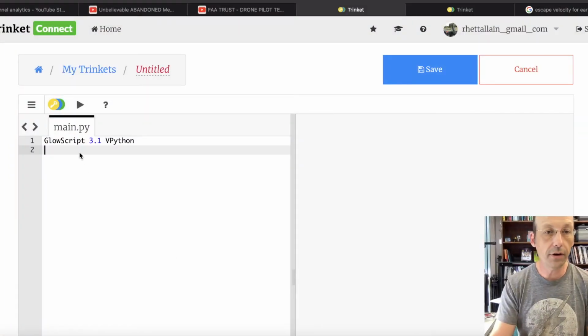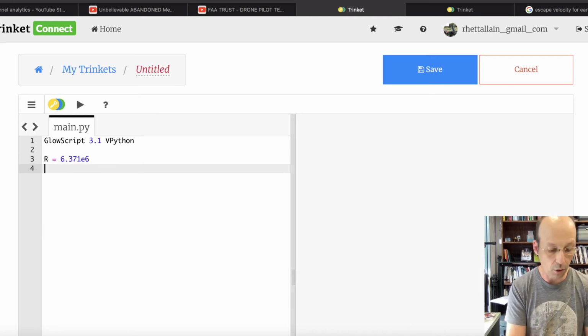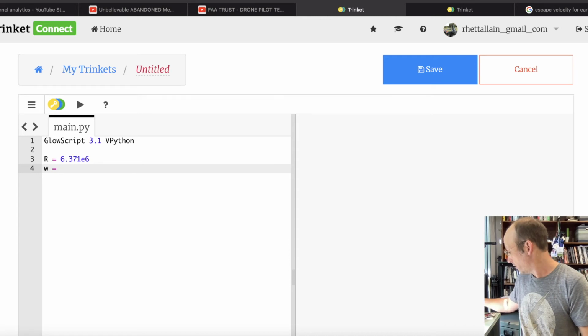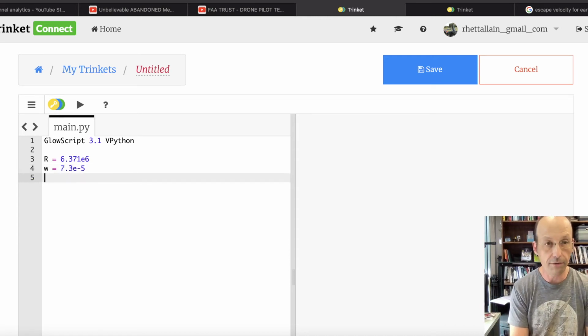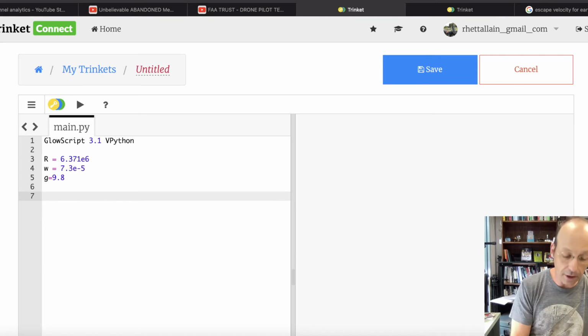So let's enter in some stuff. I need the radius of the Earth. I'm just going to call it r: 6.371 times 10 to the 6th. Omega, I'm going to call it W, is equal to 7.3 e negative 5. G is 9.8. I'm just using the scalar value.